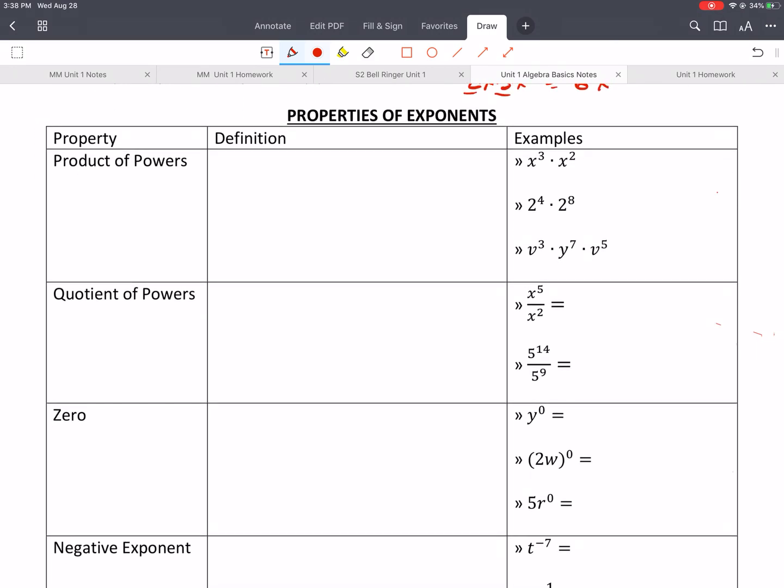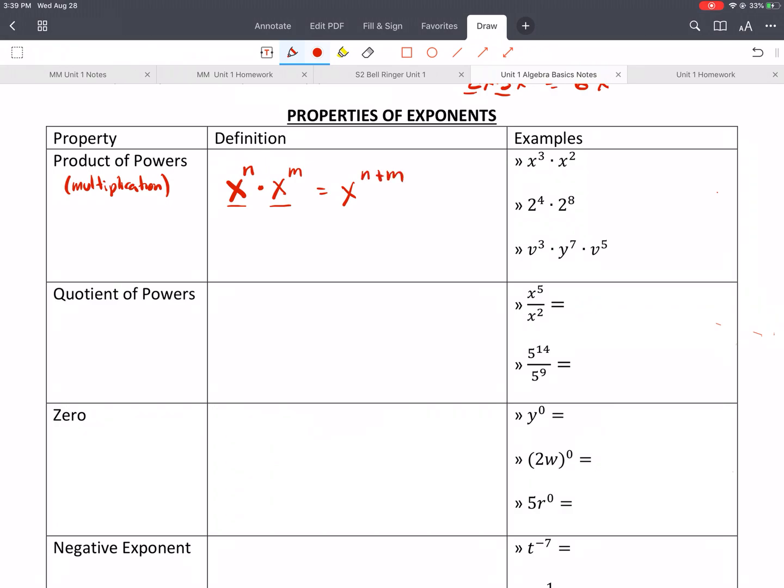All right, so let's go over some of these properties. The product of powers. So product is the same thing as multiplication. Okay, so let's do it kind of generic. Let's say we have some variable x with an exponent of some sort of number, we're going to call it n. It could be 5 or 6 or 8 or a million. Okay, and then we're going to multiply it by another x with a different exponent. Okay, and they could be the same. It doesn't matter. But when you multiply, if they have the same base, what we do is we add the exponents.